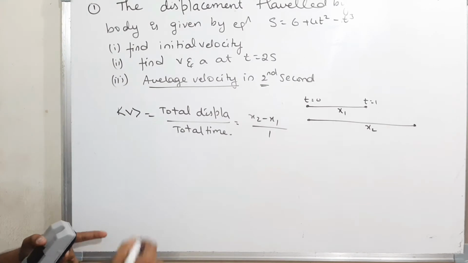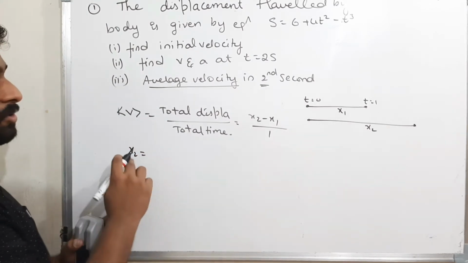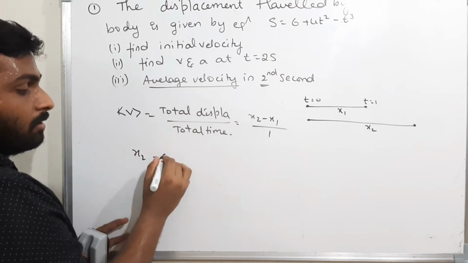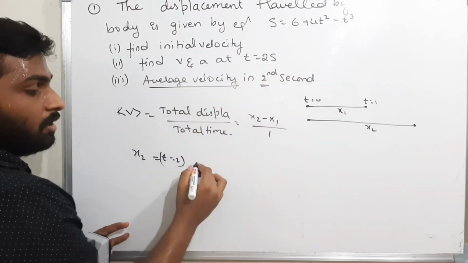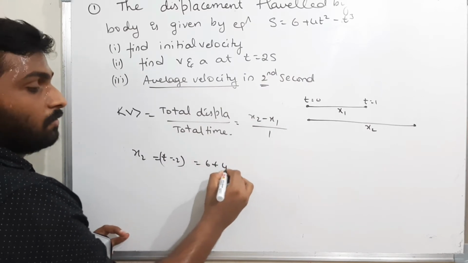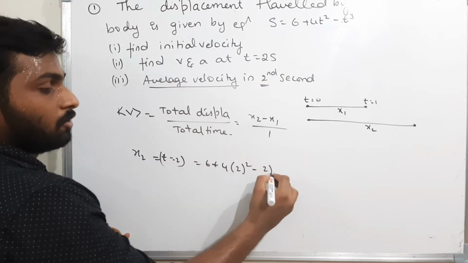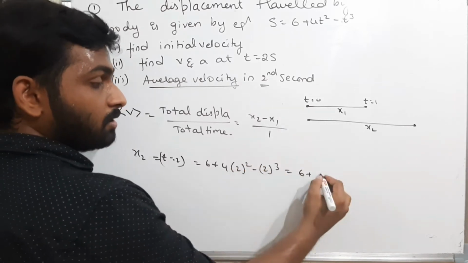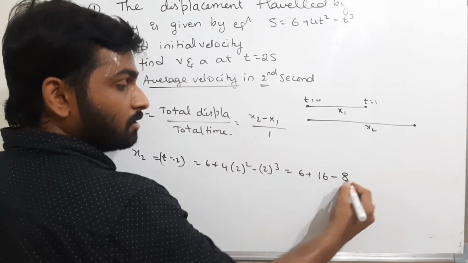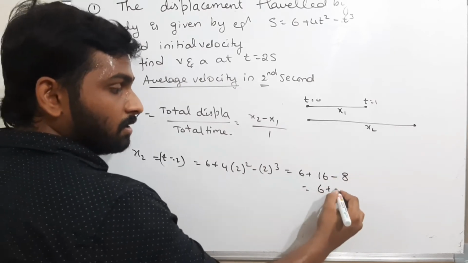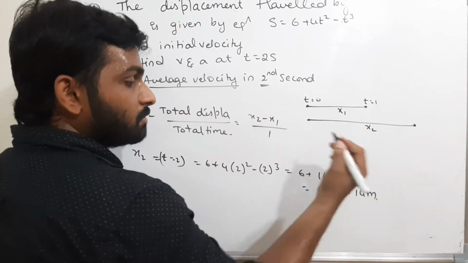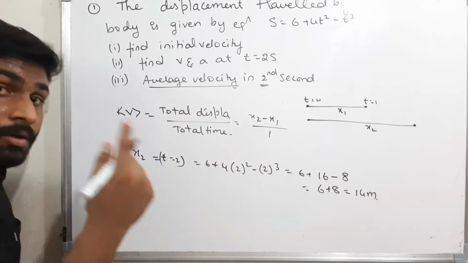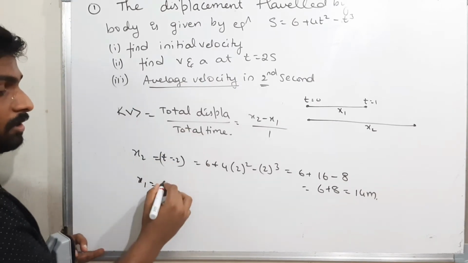Now, how can you find x2? x2 is equal to how much? x2 is nothing but keep t is equal to 2 in this equation. 6 plus 4 into 2 square minus 2 cube. How much? 6 plus 2 square is 4, 4 4s are 16 minus 2 cube is 8. Therefore how much? 6 plus 8. That is nothing but 14 meters. The body traveled 14 meters in 2 seconds. Okay, now what does the body travel in 1 second? x1, keep t is equal to 1 there.